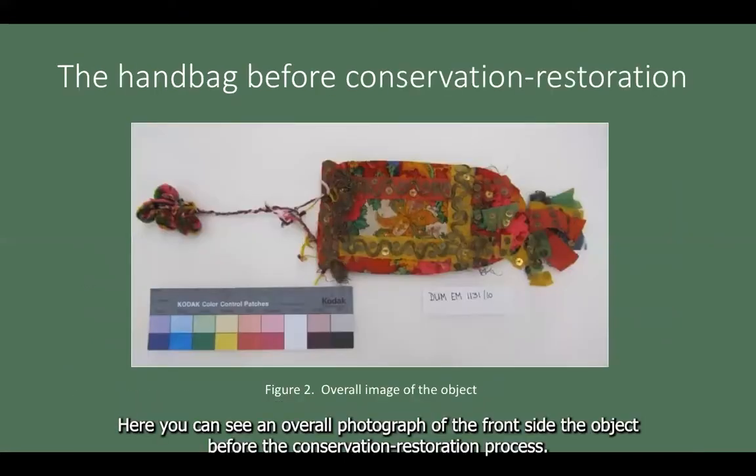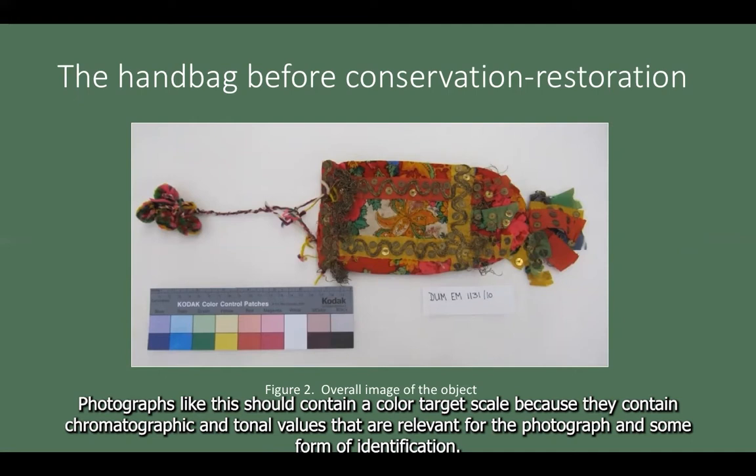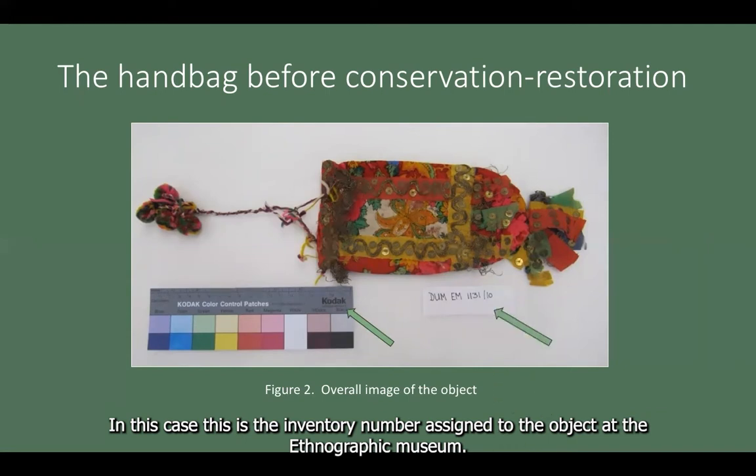Here, you can see an overall photograph of the front side of the object before the conservation restoration process. Photographs like this should contain a color target scale because they contain chromatic and tonal values that are relevant for the photograph, and some form of identification. In this case, this is the inventory number assigned to the object at the Ethnographic Museum.